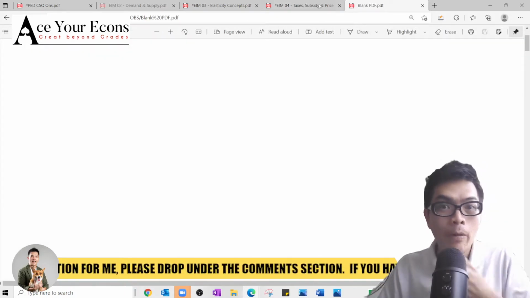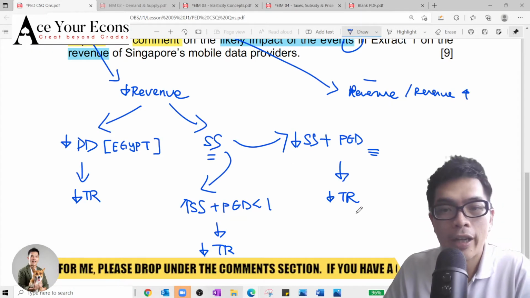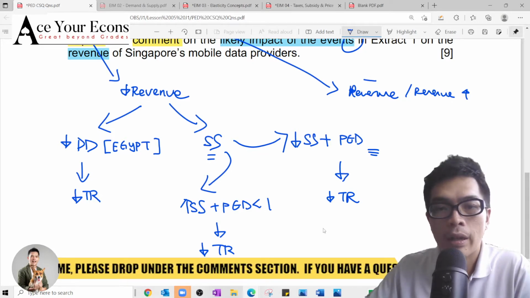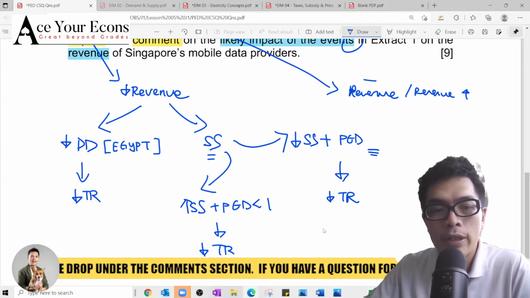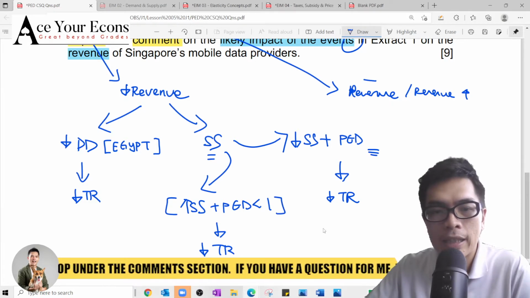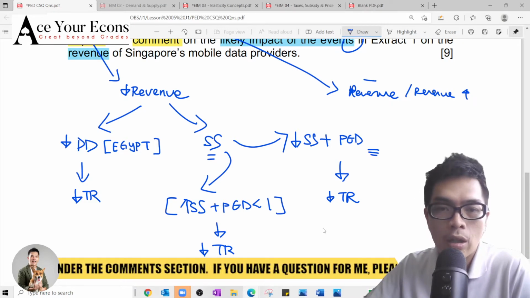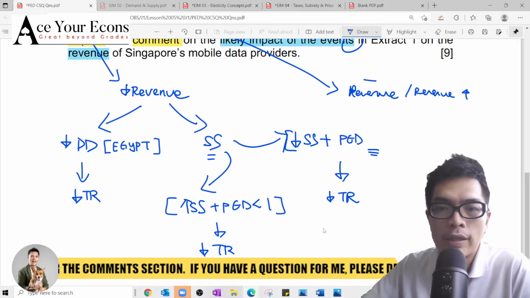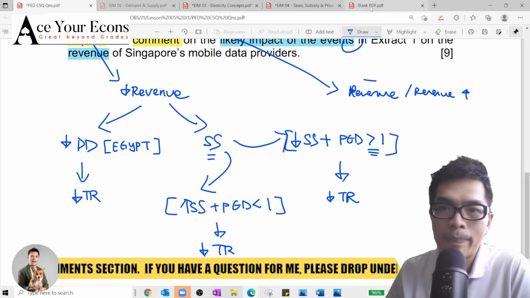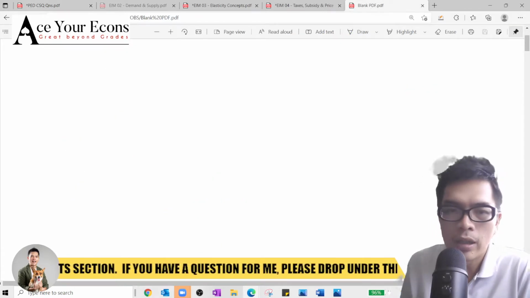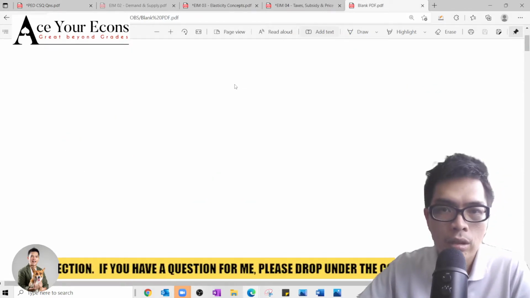Remember, we want to identify a fall in total revenue. So there are two possible approaches. It's either an increase in supply together with a PED lesser than 1, which is what we have illustrated earlier on, or a fall in supply with PED greater than 1. So from a diagram perspective, this is how it's going to look like. I'm just going to quickly jot this down.